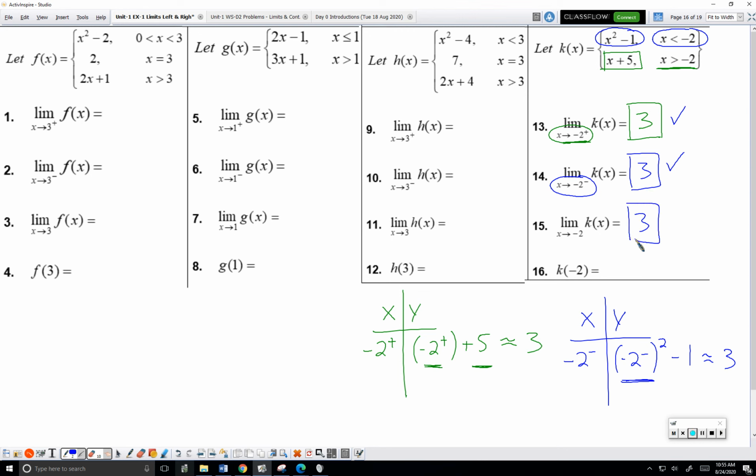Notice once again, I answered this question not by going back to the formula up here, but by checking the right-hand limit and the left-hand limit. Because they are the same, the overall limit is also 3.